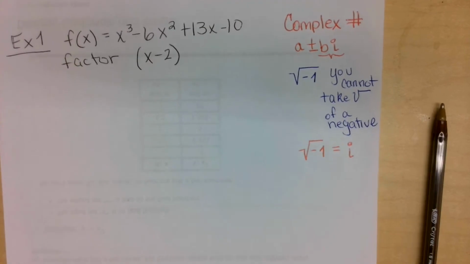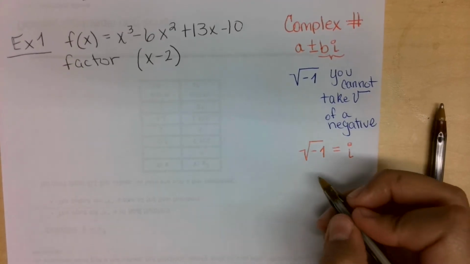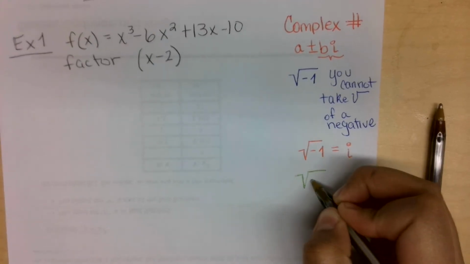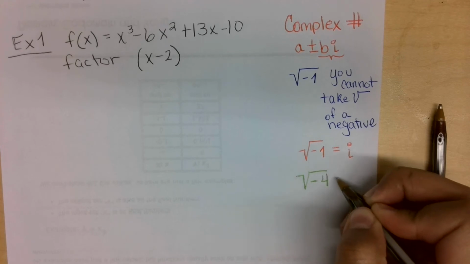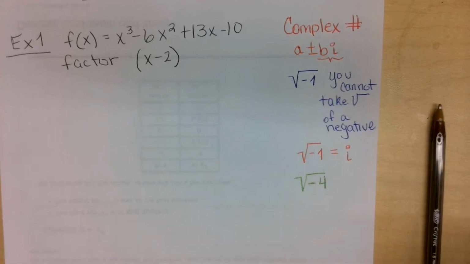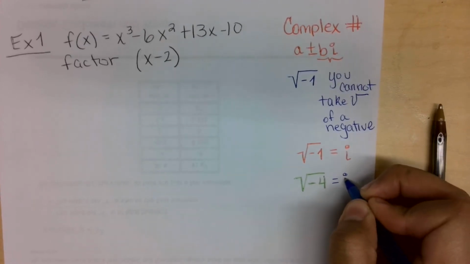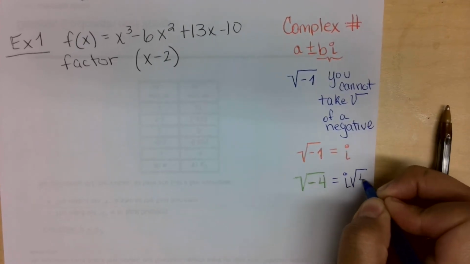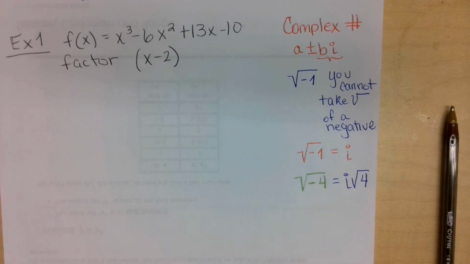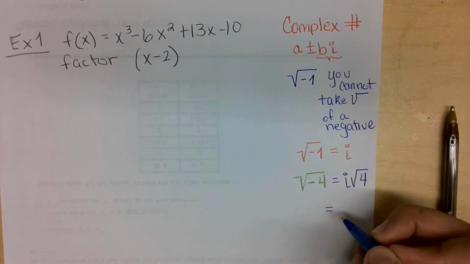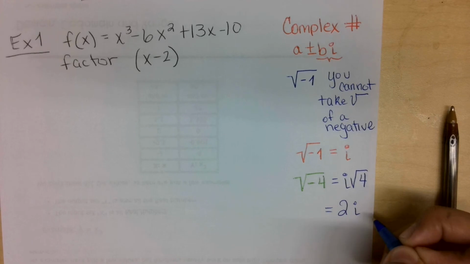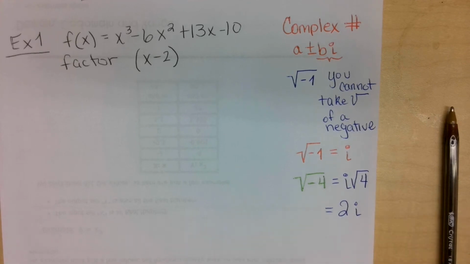So for another example, if I gave you the square root of -4, think about it this way. We're going to take out that negative, and I'm going to bring out the i on the outside. So now I got the square root of 4. And then what's the square root of 4? 2. So what's the complex number in this case? 2i. So just remember that that's how we get complex numbers.